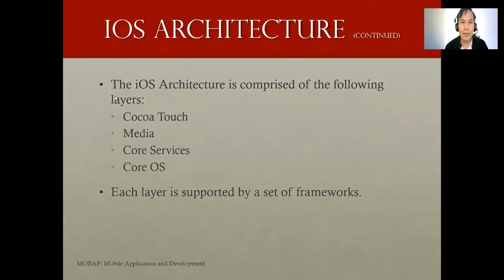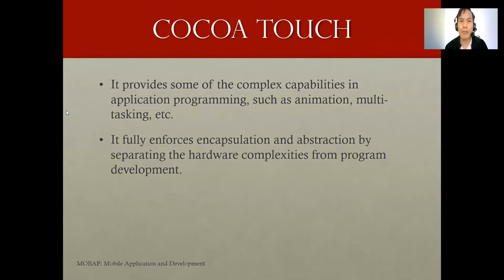The iOS architecture is comprised of the following layers. The first is Cocoa Touch. The second one is Media. The third one is Core Services. And the last one is Core OS. Each layer is supported by a set of frameworks. So what are those frameworks?